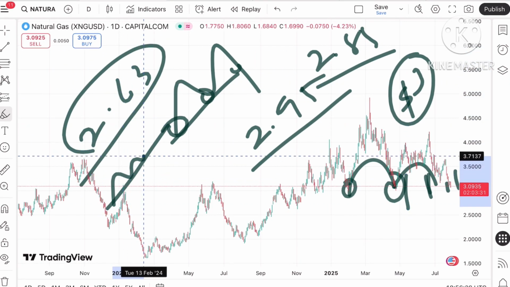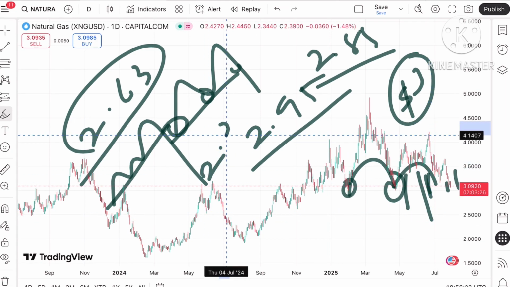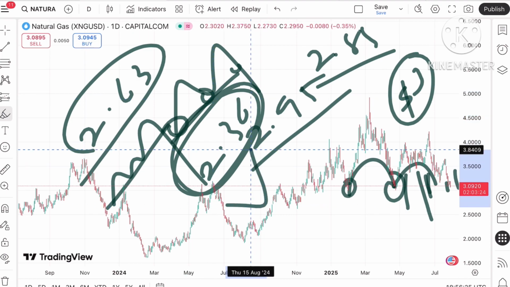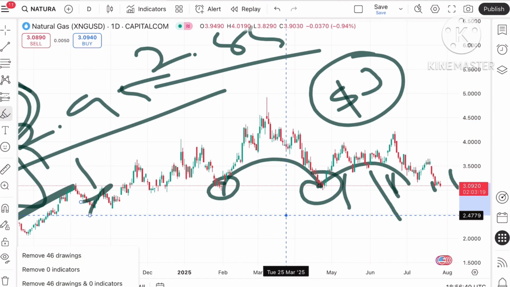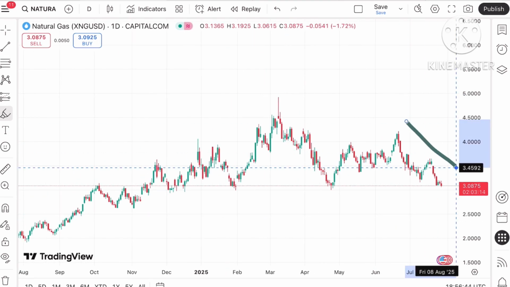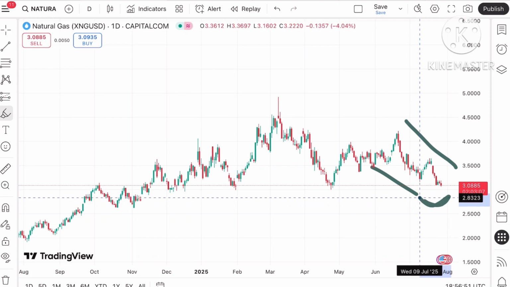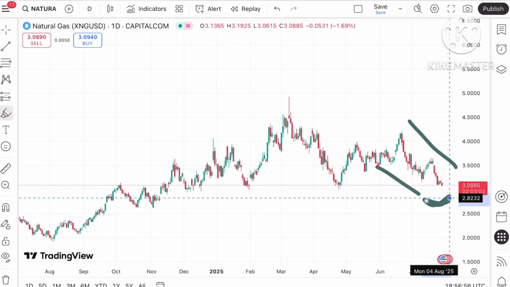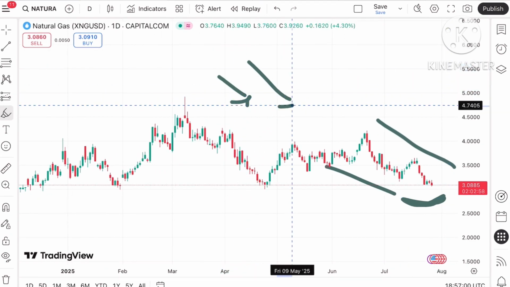This 2.63 has also been tested, so the probability is high that it can move further down towards $2.36. From 2.36 a bounce back can come, but if that doesn't come, we can see a further fall. Now if you look at this particular trend, there are higher chances of a further downfall, but you have to understand the market is uncertain. So if it starts forming a swing upside, because the market is uncertain, you don't have to think that the market will only fall further.